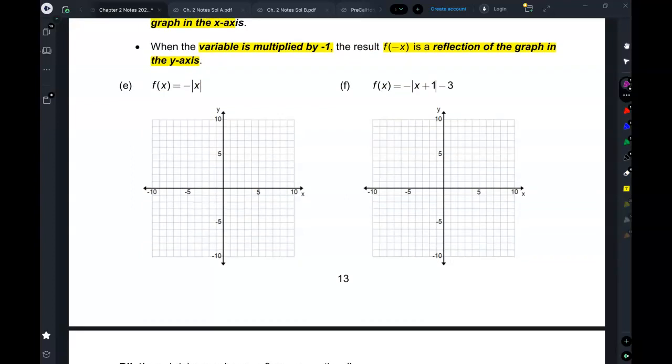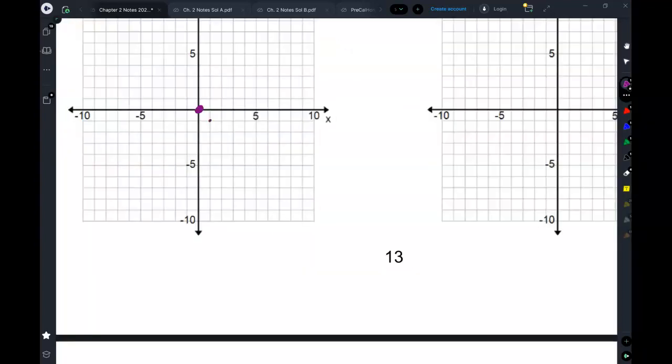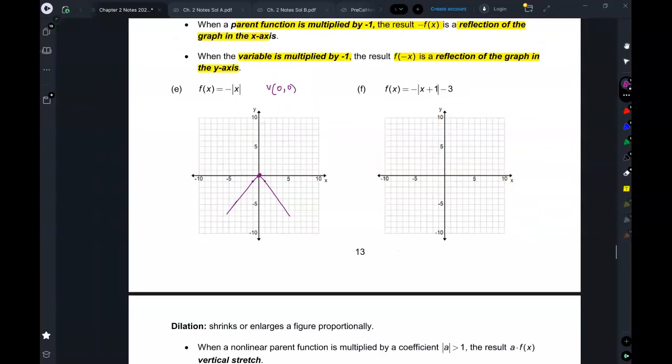Okay, so take a look here. f of x is negative absolute value of x. Now, has there been a translation left, right, up, down? No. So the vertex is where? 0, 0. So I put the vertex at 0, 0. But now it's going to face down. So instead of going up and over, I'm going to go down and over. All right? So I go down and over. The vertex stays the same because there has not been a translation. Down and over, down and over. Okay?